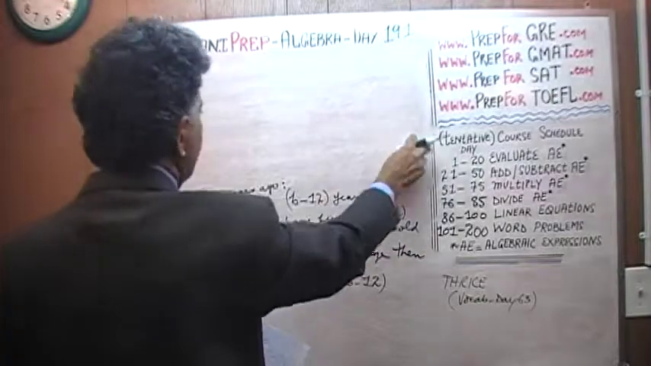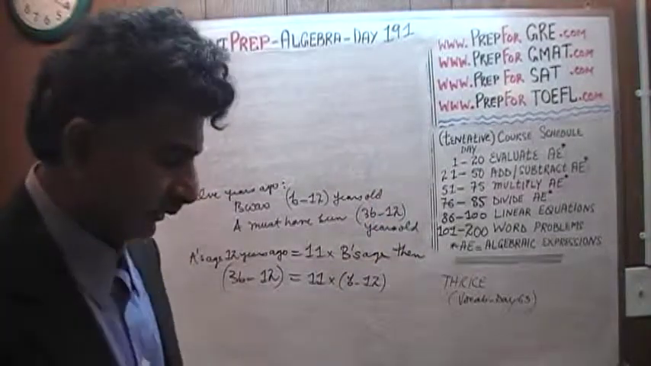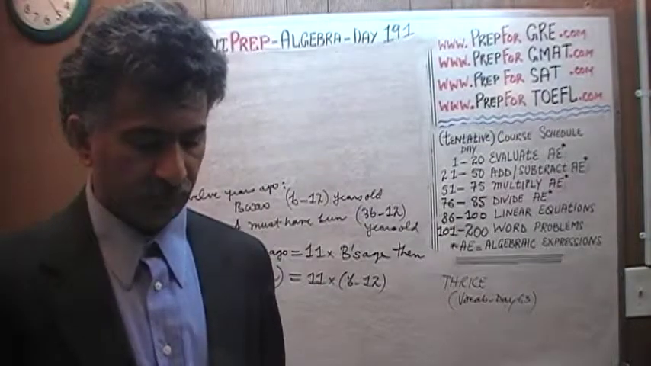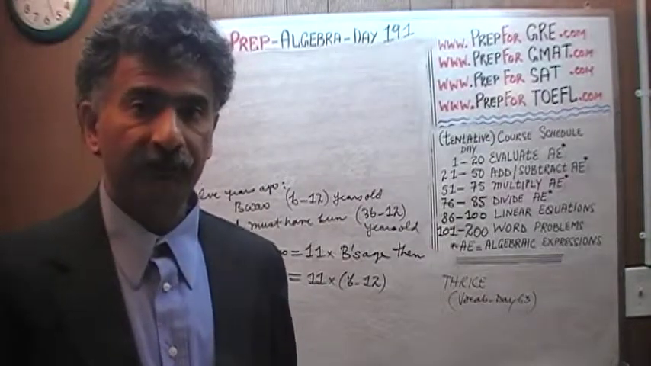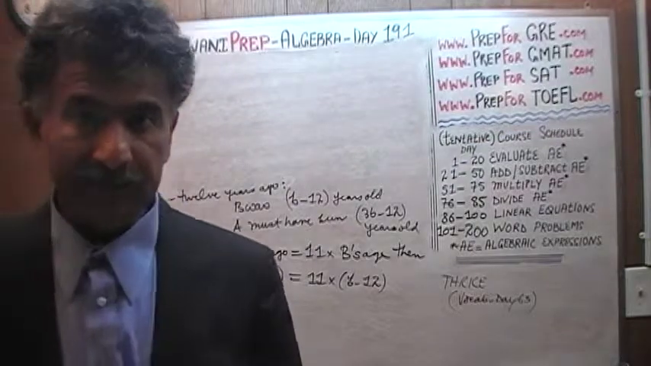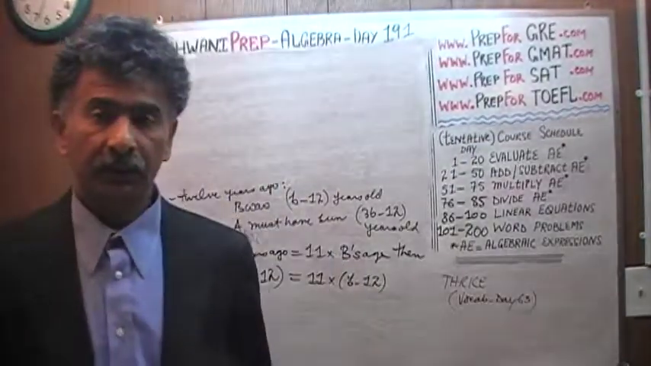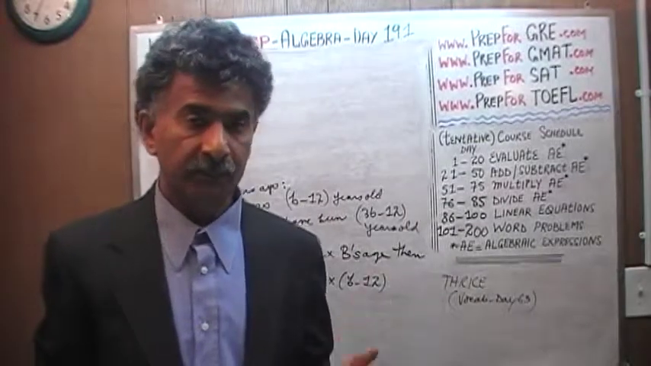Now remember what the punchline is. The punchline is, what they're asking here is not how old A and B are today, but rather how old will A be in 5 years' time? So when we find A's age, we have to remember to add 5 to it in order to answer the question. Otherwise, we'll end up picking the wrong answer.